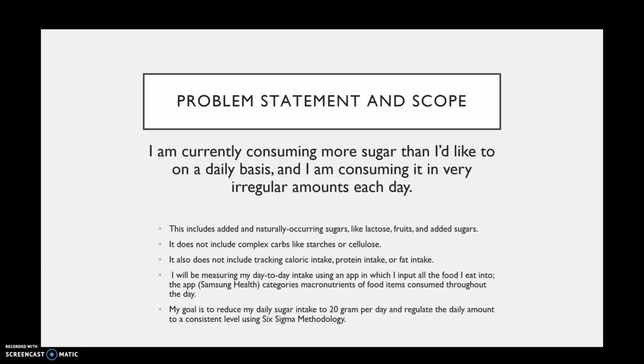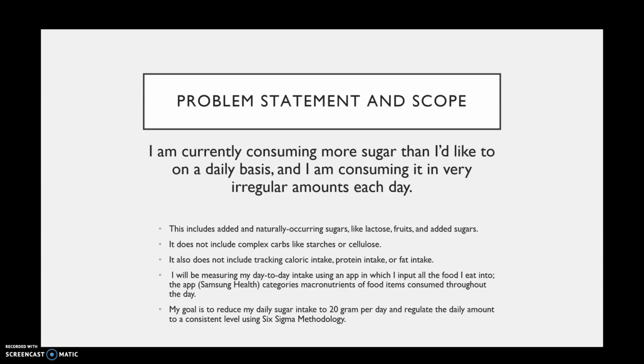So the problem statement that really entails the whole project is stated here. I'm consuming more sugar than I'd like to on a daily basis and in very irregular amounts. So the scope of the project includes what I have listed below here once again. Added and naturally occurring sugars are what I'm tracking. I'm not going to include complex carbs, things like that.